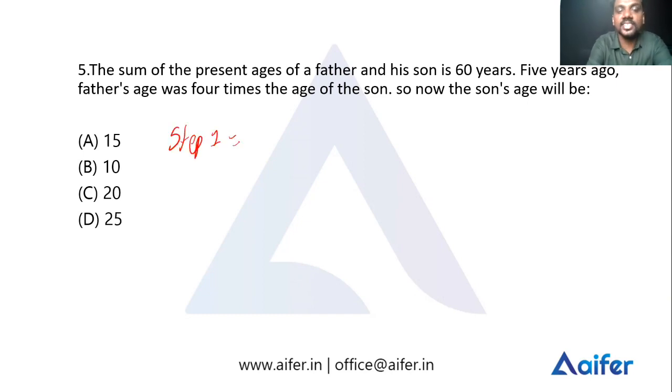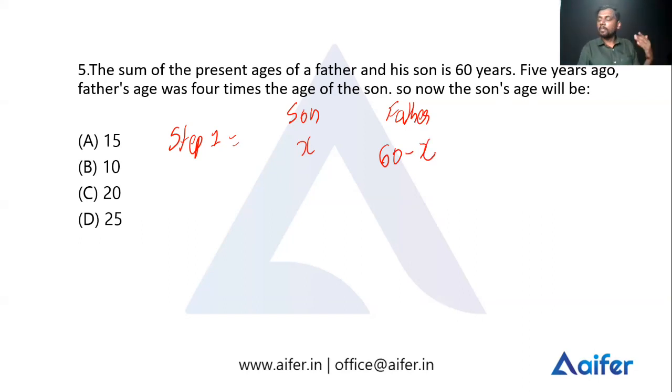Write the existing condition. Sum of the present ages of father and his son is 60 years. So we can take the age of son as X. Then the age of father will be, it's an important point, 60 minus X. Here it's not given that father is double or triple that of son. It's just given the sum of the ages of father and son is 60. That's the present condition, that's step number one.